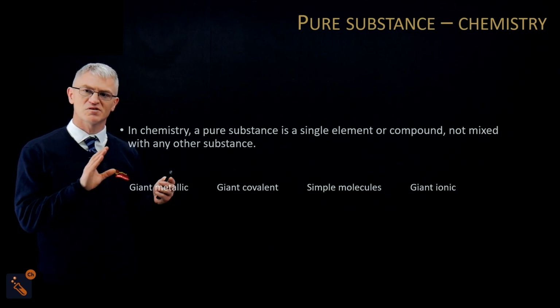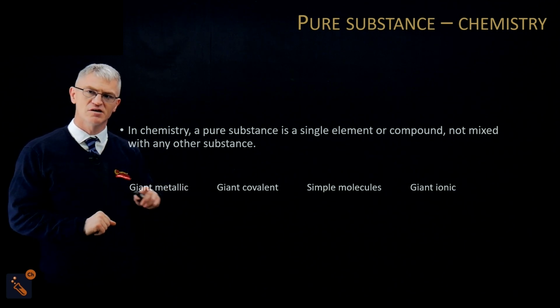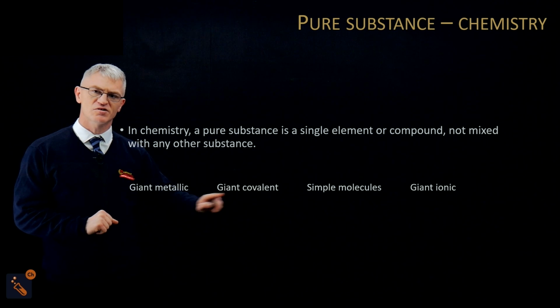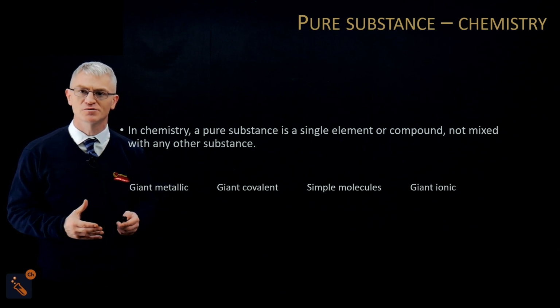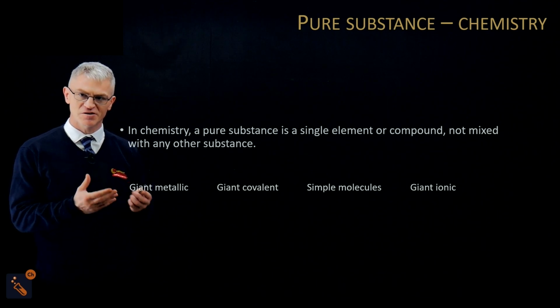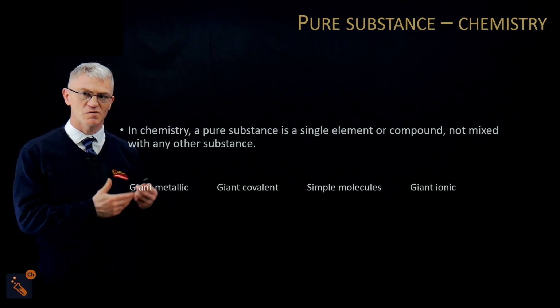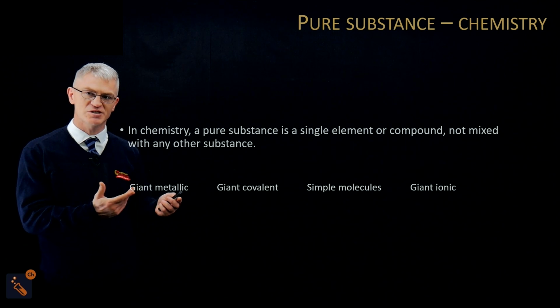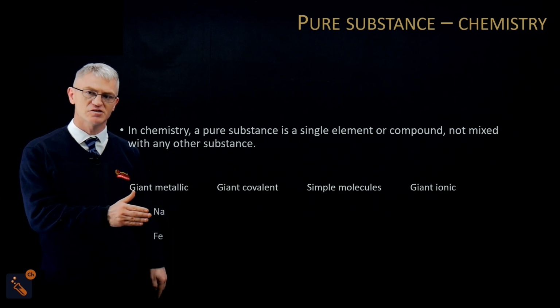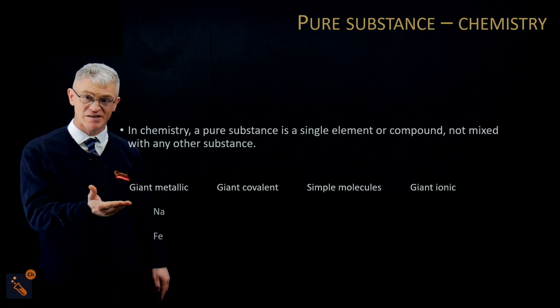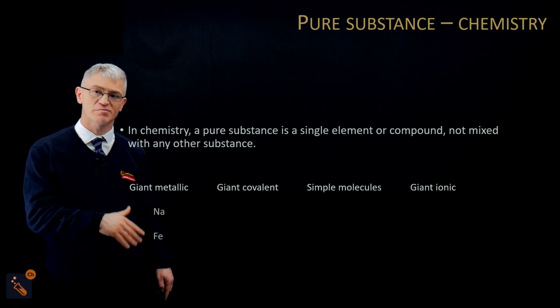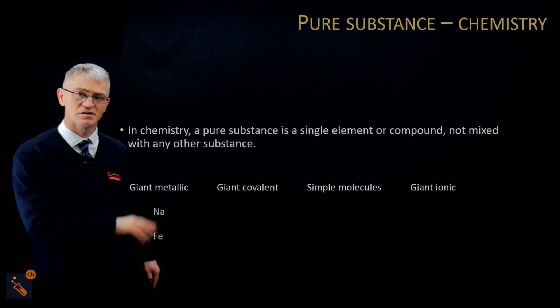Okay, so one simple activity to do: stop the video and write down some examples of each one of those. Try and remind yourself of some of the examples. Now, if we go through a couple of them, we can't do them all, but we'll give you a couple each. Giant metallic, where we've got sodium and iron. They're elements on the periodic table. They're not having anything else added to them, so therefore they are pure according to chemistry.